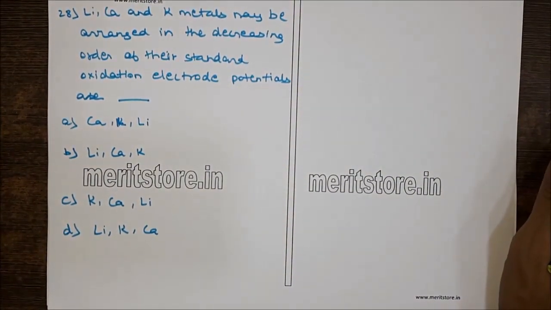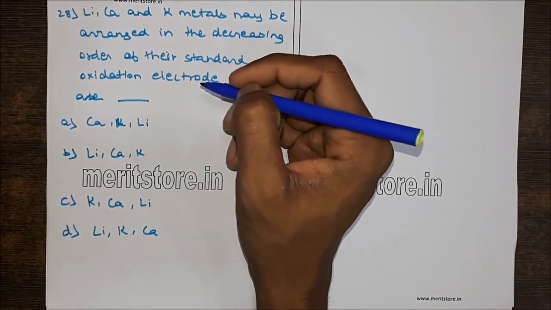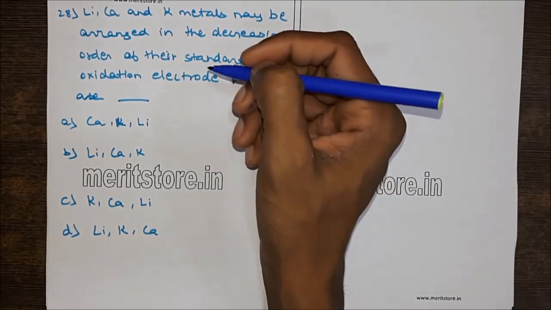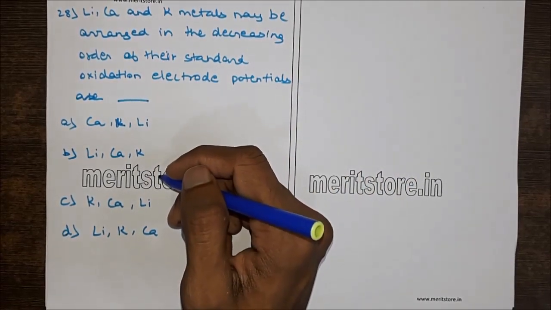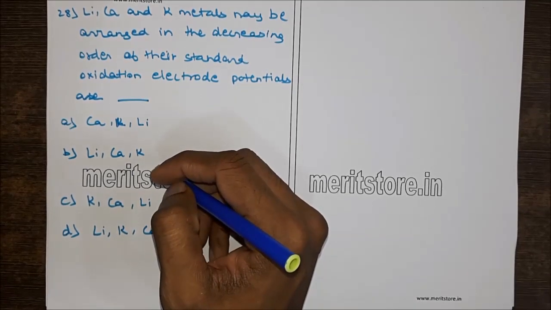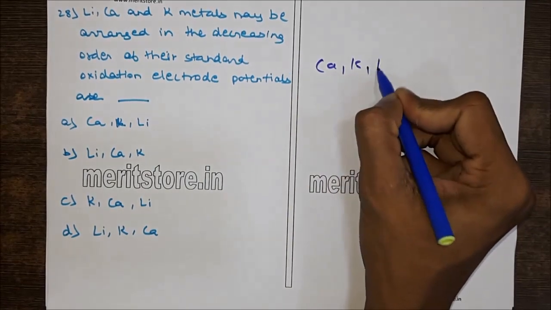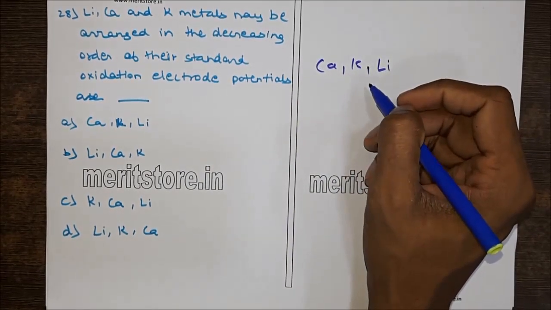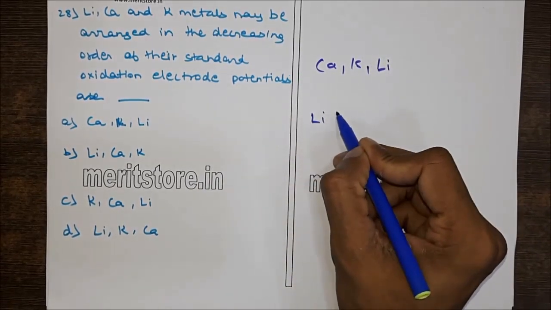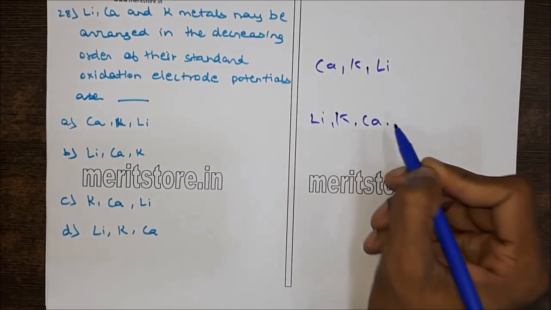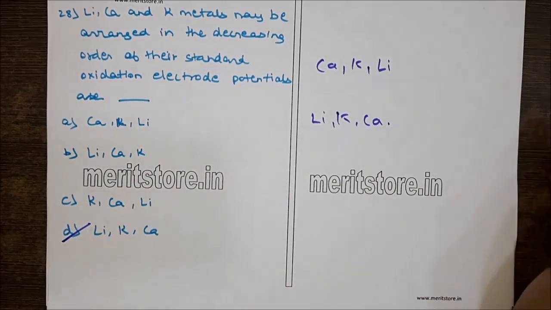Question 28. Lithium, calcium, and potassium metals may be arranged in a decreasing order of the standard oxidation electrode potential. We are given four options. According to the electrochemical series, the decreasing order of the standard electrode potential is calcium, potassium, and lithium. So the decreasing order of the standard oxidation electrode potential is lithium, potassium, and calcium, which is our answer, that is option D is the correct answer.